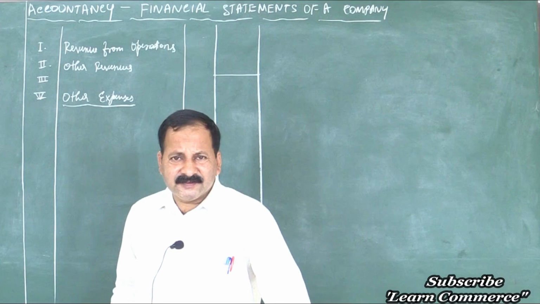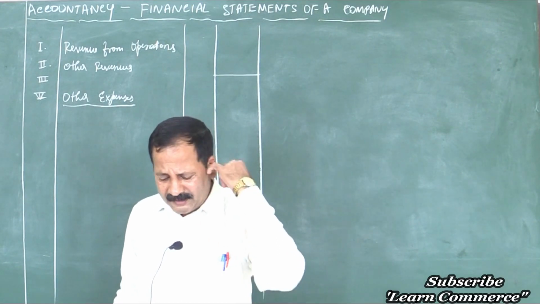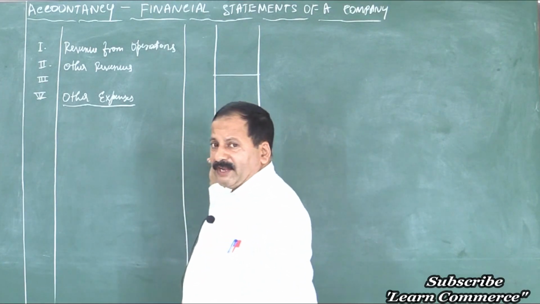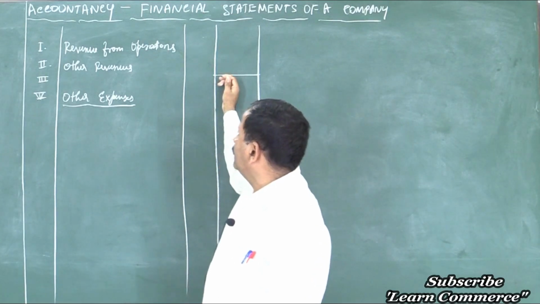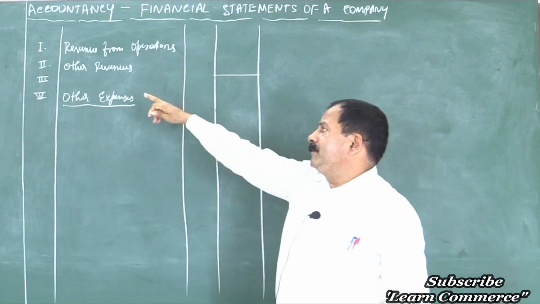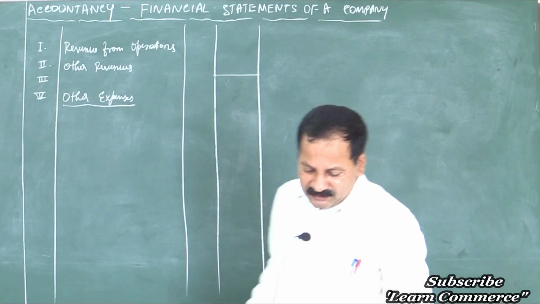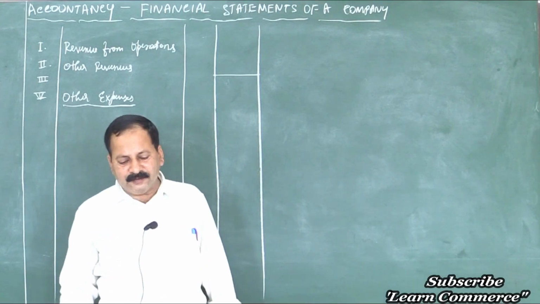Then other expenses, if there are any other expenses while operating, will be taken into consideration. That is the total expense. Then you will deduct it from the total revenue you have obtained here under Roman Pre, and you will get the profit before extraordinary items.